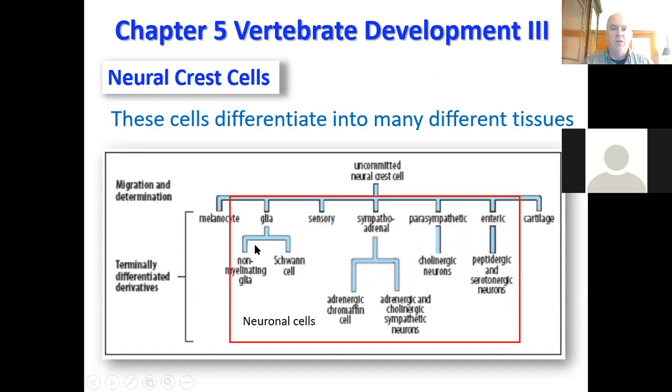And they make basically neuronal type cells for the most part. Your glia and your Schwann cells are associated with neurons, and they're support cells, sensory neurons, sympathetic, parasympathetic, and neurons controlling the GI tract. And then the cartilage and melanocytes. Cartilage and melanocytes are not neural, but these are all the cells that neural crest becomes.